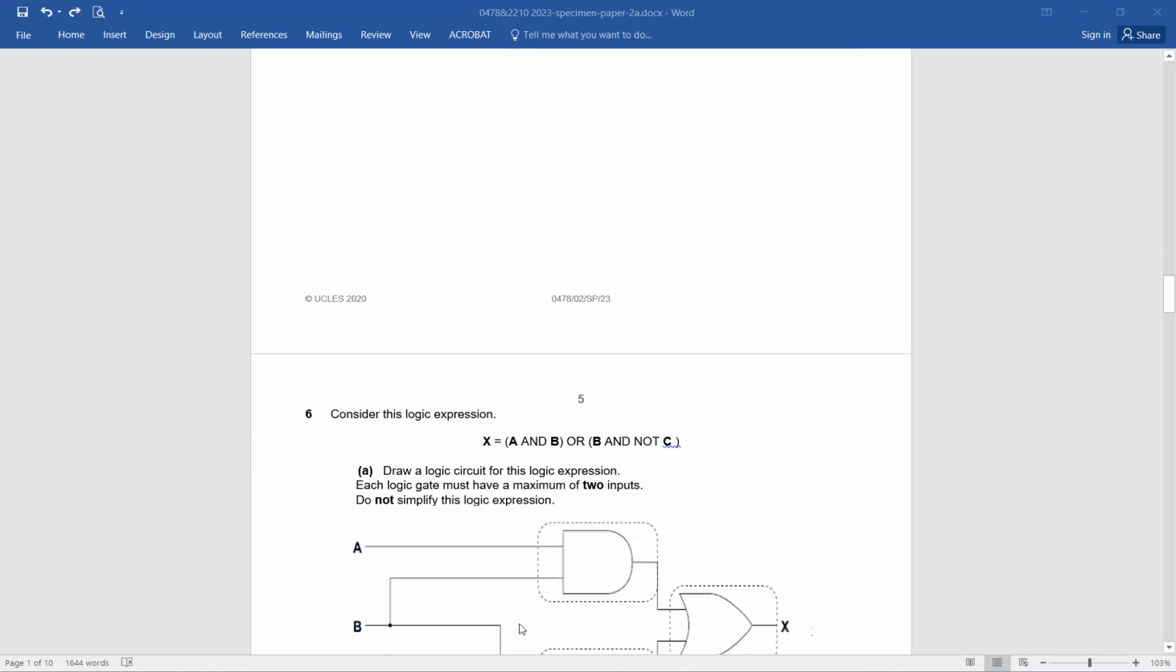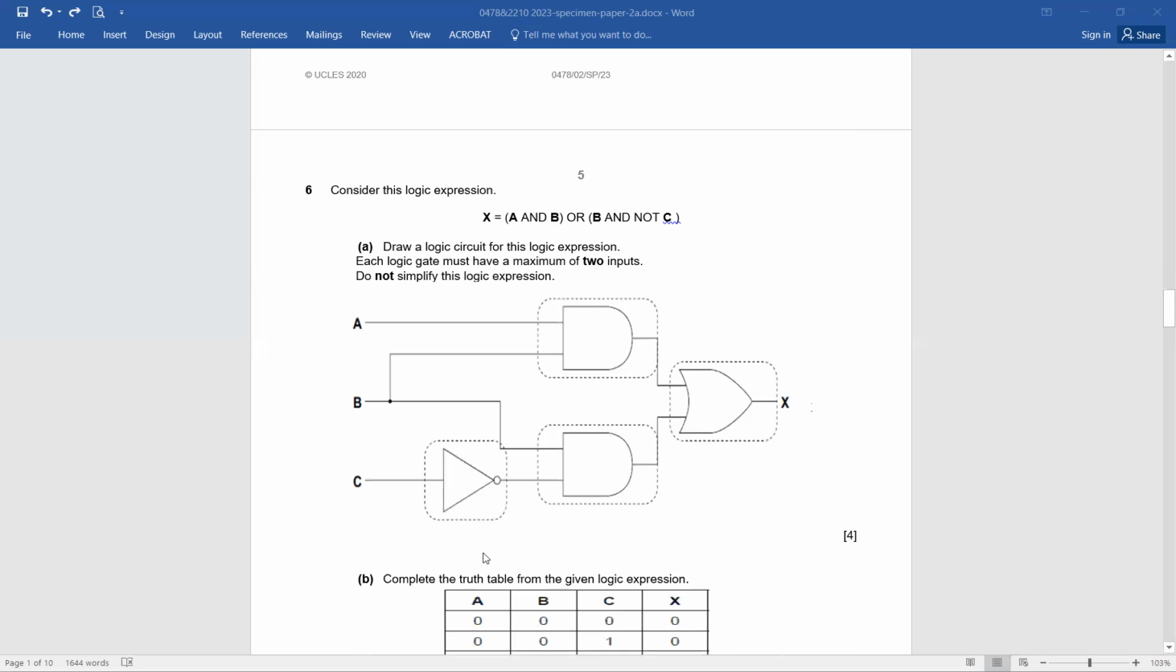Consider the logic expression X equals A AND B OR B AND NOT C. First, you have to make a logic circuit, and after that you have to draw the truth table, complete the truth table. So first, we observe from here that OR is the last operation, and there are 4 marks.